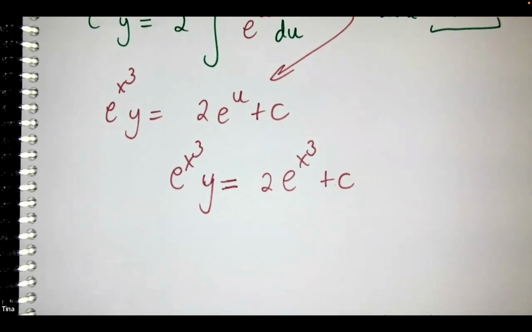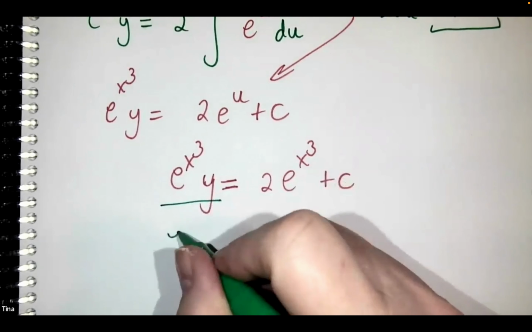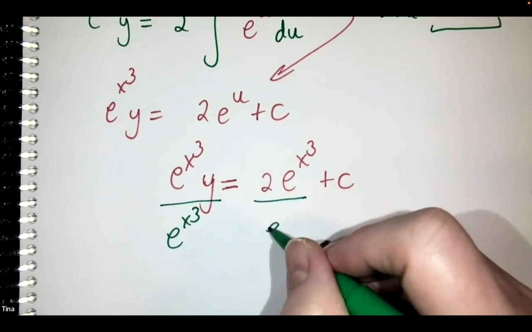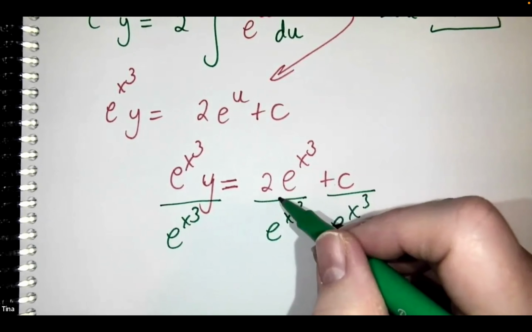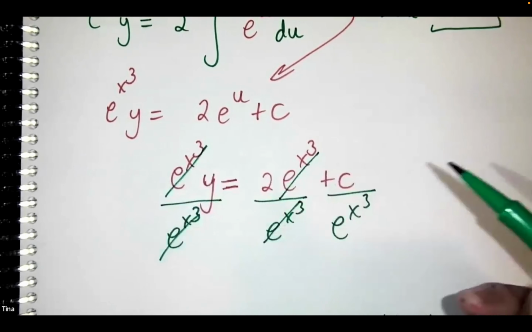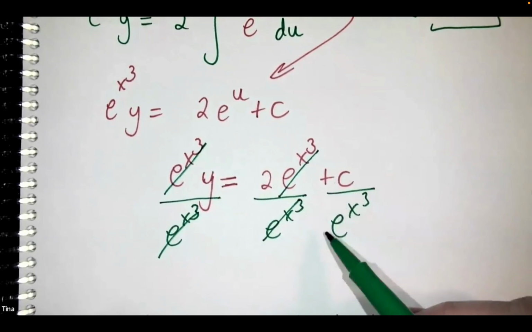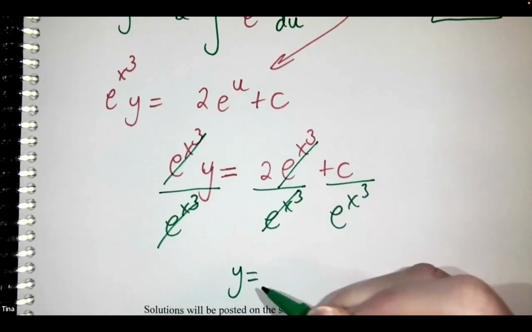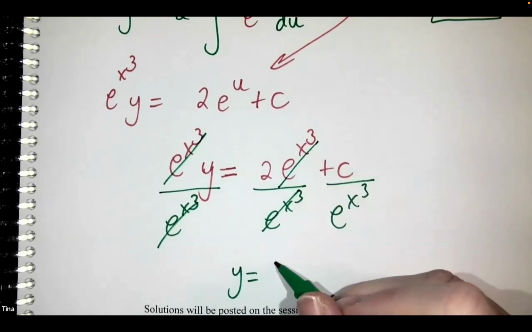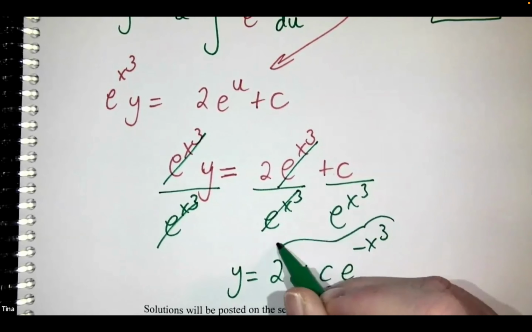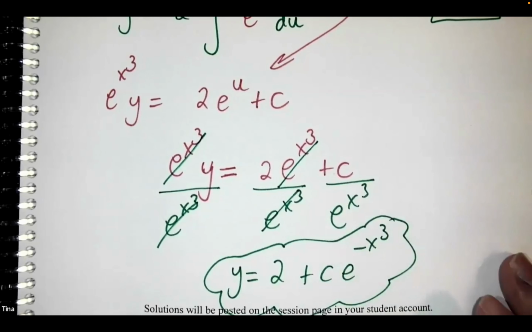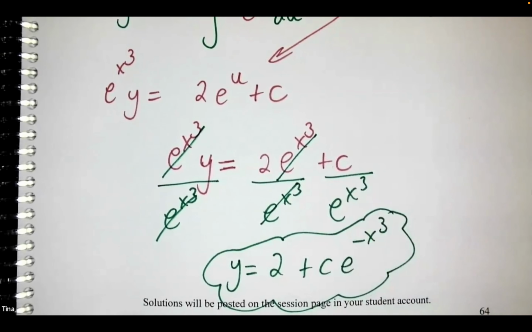Okay, so the final answer would be to divide everything by e to the x cubed. And remember, it's not just a constant, right? So this is a constant over an e to the x cubed. So it does have to appear in our solution. These can cancel, but then this is like c e to the negative x cubed, right? It's not just a constant. It's a constant times something involving x.